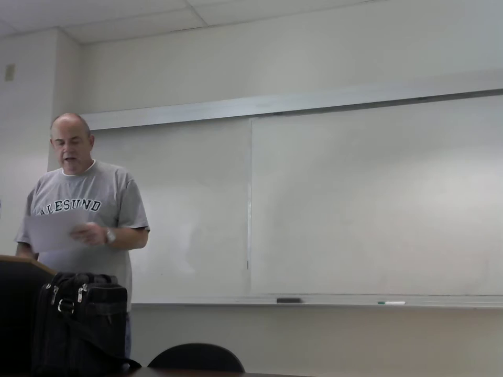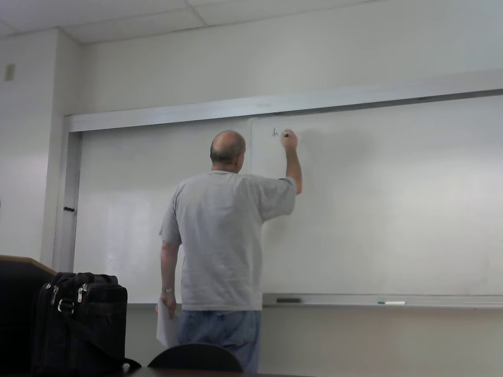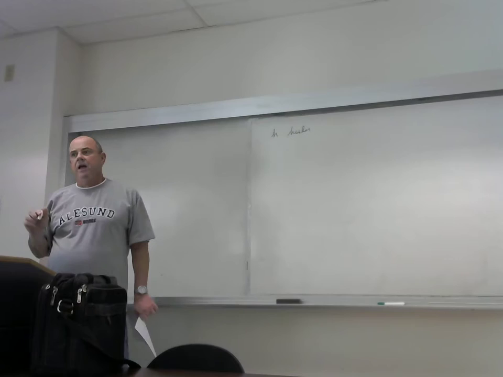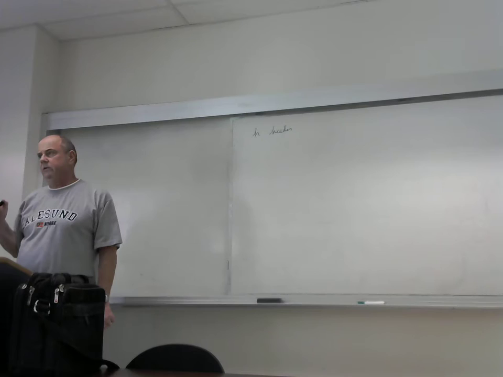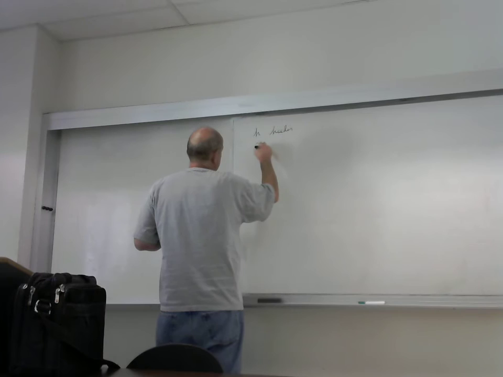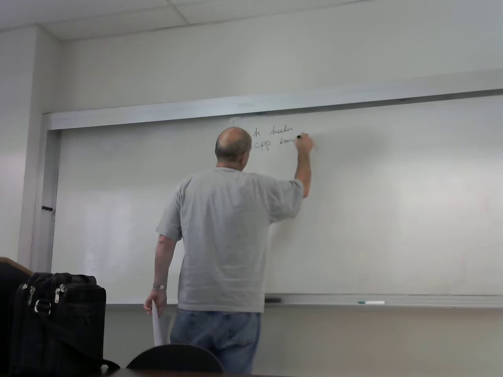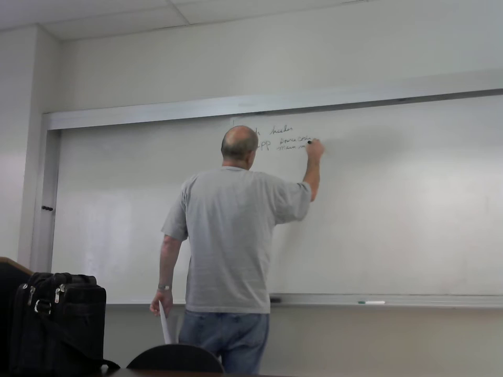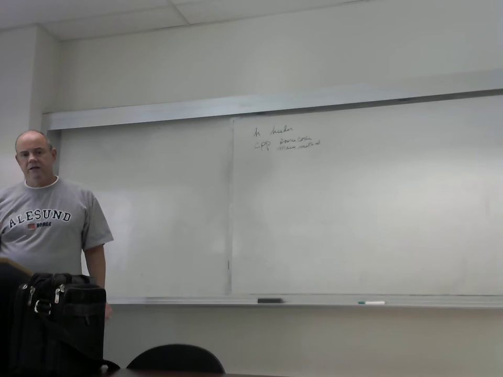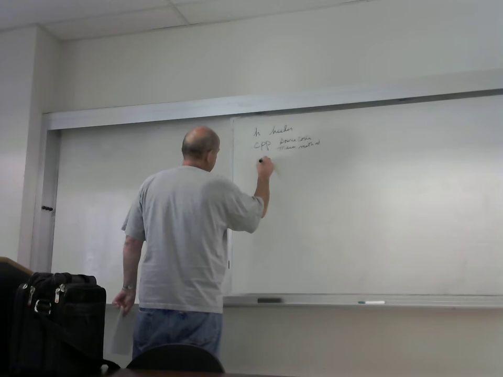So we have different kinds of file descriptors. .h is a header file. Your classes and function prototypes should be in header files. .cpp is a source code file, and it has a main method. Now there are different naming conventions. You'll see different ways this is done. This is how I want you to do it. .cpp is the source code.